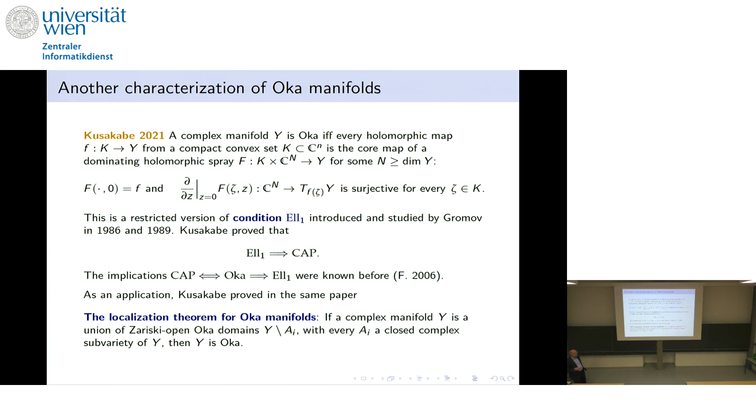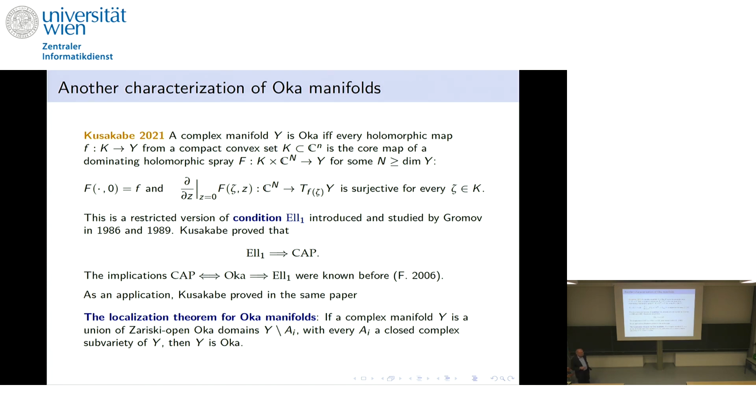And this says that if you have a complex manifold which you can cover by Zariski open OCA domains, this means you have closed complex subvarieties, and the complement is then called Zariski open, not in the algebraic sense, but in the holomorphic sense. And if Y is a union of such things, and each of them is OCA, then Y itself is OCA.